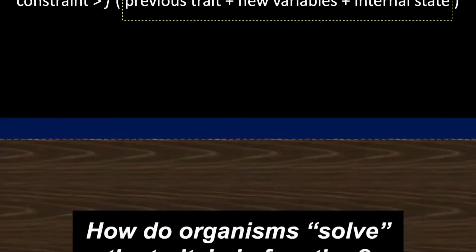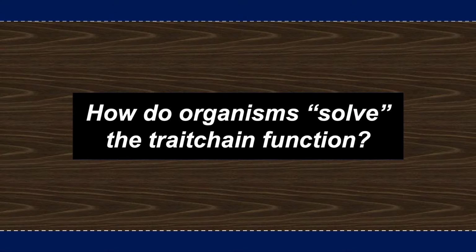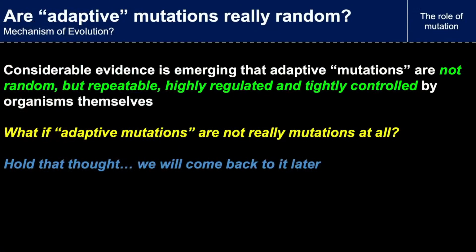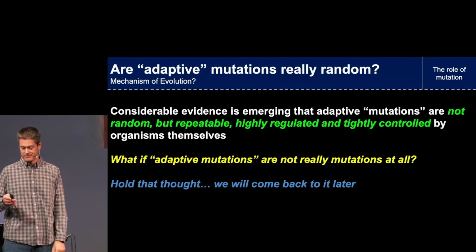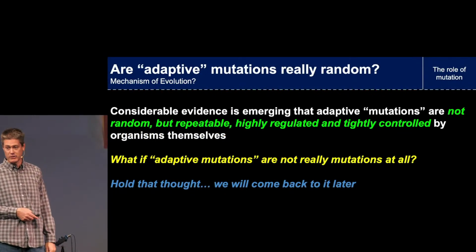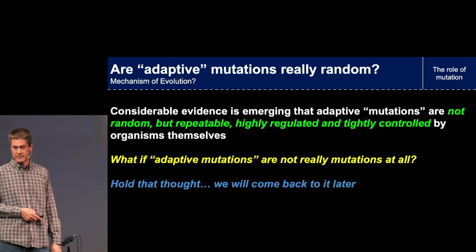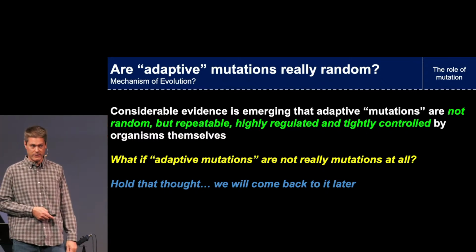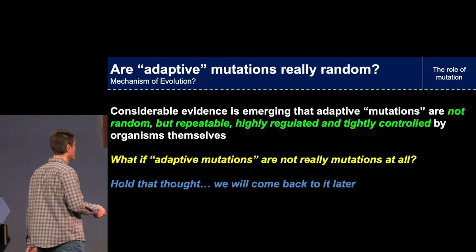But the question becomes, how do organisms solve that function? Remember, in Bitcoin, you've got computers that are guessing these random numbers. How do organisms solve the function? Well, the answer takes us back to what I told you to hold on to way at the beginning, and that is adaptive mutation. Now remember, mutation just means change. Okay? It doesn't mean it's random. It just means it's a change in genetic information.